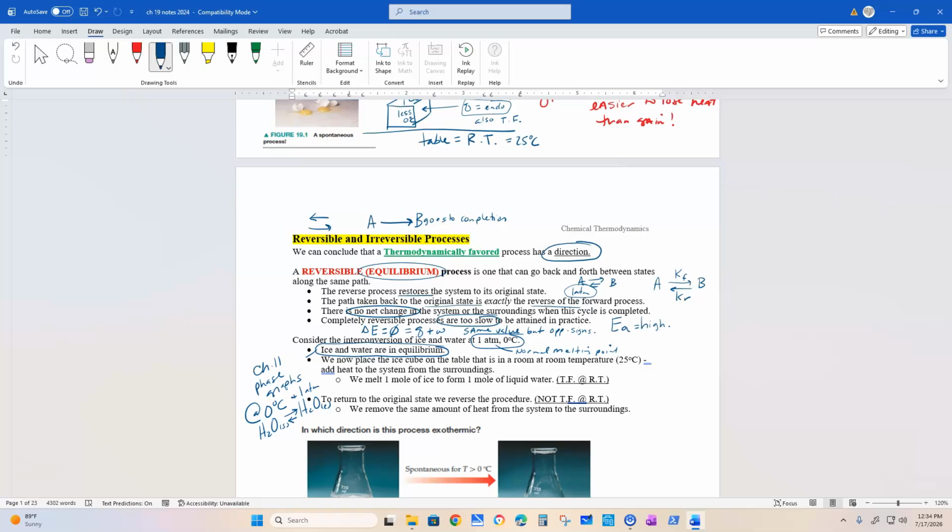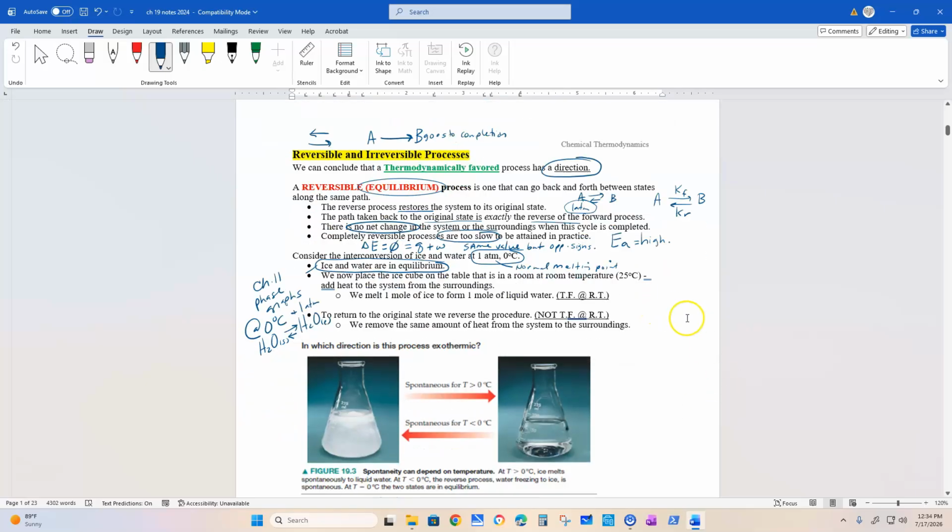Okay, so now let's say we put a piece of ice on the table, as I just did in my beautiful diagram above, but we have it on the table at room temperature. We add heat to the system from the surroundings, but we didn't have to do anything because it automatically transferred the heat. It was thermodynamically favored because the surroundings, aka the room temperature, were warmer than the ice, which was the system.